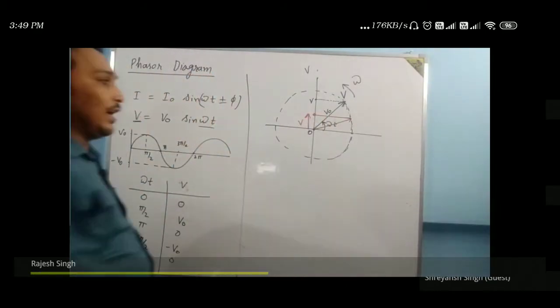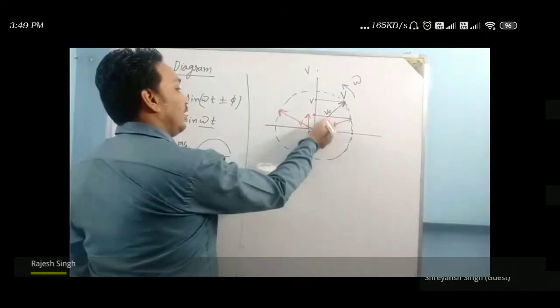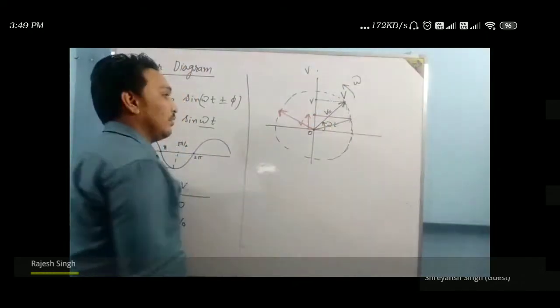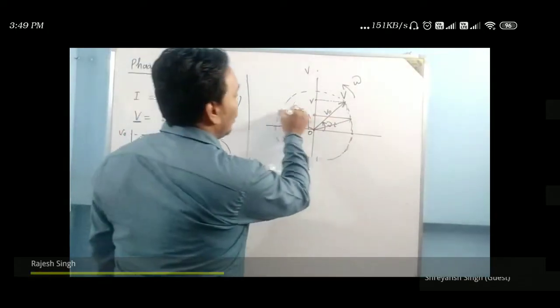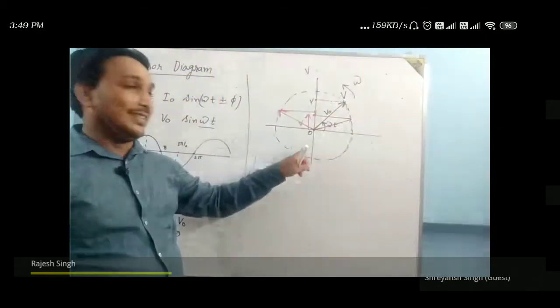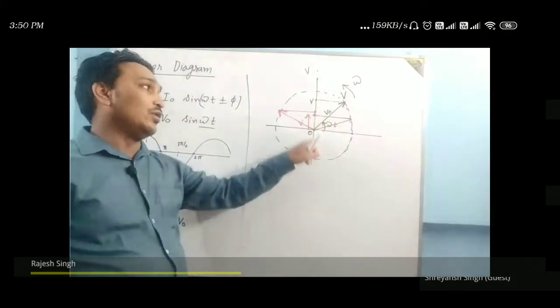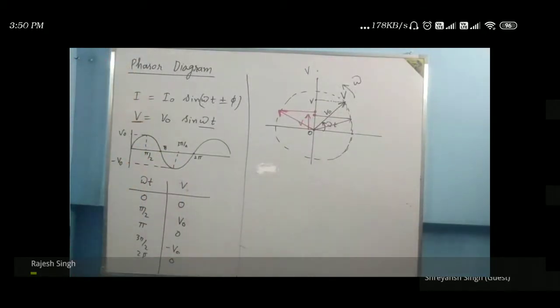Suppose the arrow is here. While rotating it reaches over here. It covers this much angle. Then what is the value of V it is having? Just draw a perpendicular; whatever the foot of the perpendicular is from the origin, that very distance, that very value is the voltage. Which voltage? I am talking about this one, the instantaneous voltage. Right?